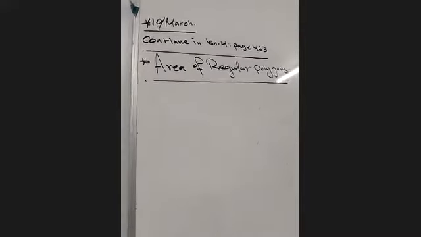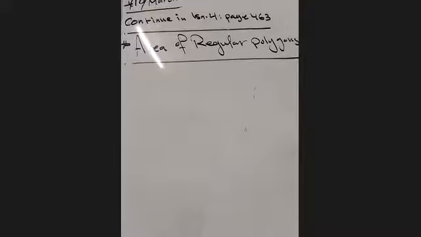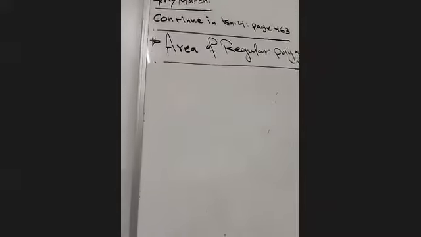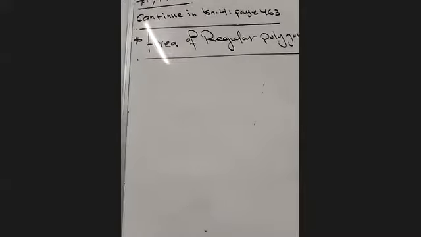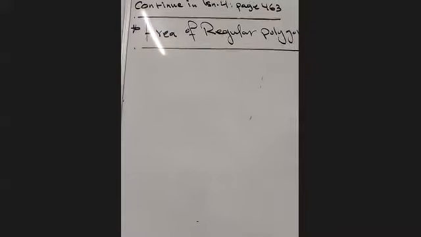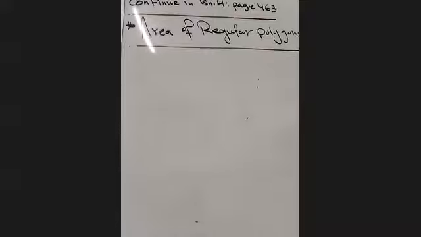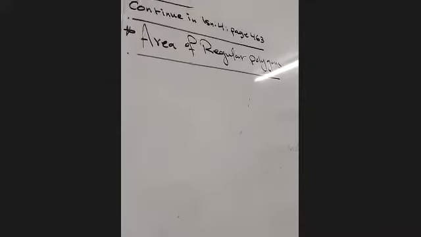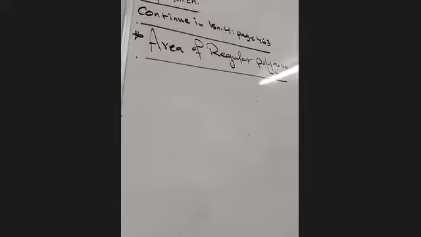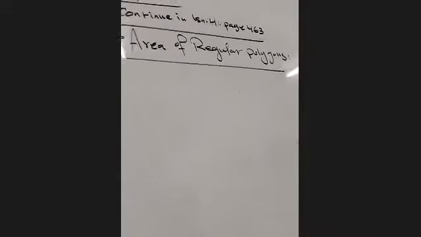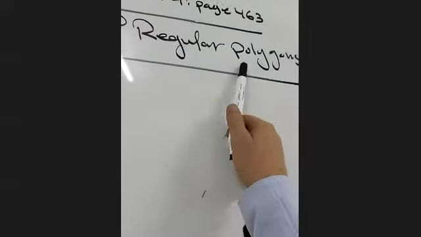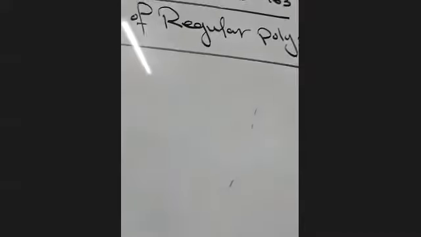Again, guys, good morning. Today, inshallah, we'll continue in lesson 4, page 463, area of regular polygons. In the previous lessons, we knew some of the polygons for the sides from 3 until 10. We said we have a triangle with three sides, quadrilateral, 4 sides, pentagon, 5 sides, hexagon, 6 sides, and go on. And in the previous lesson, we explained the word regular. Regular means a polygon with all of its sides are equal.